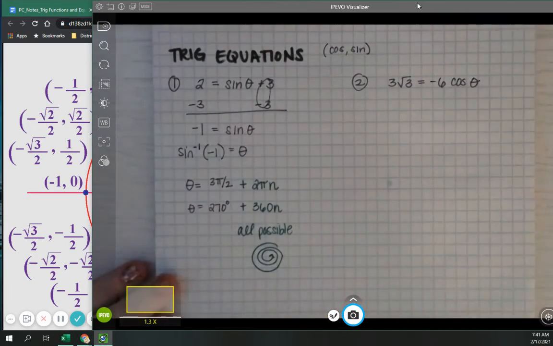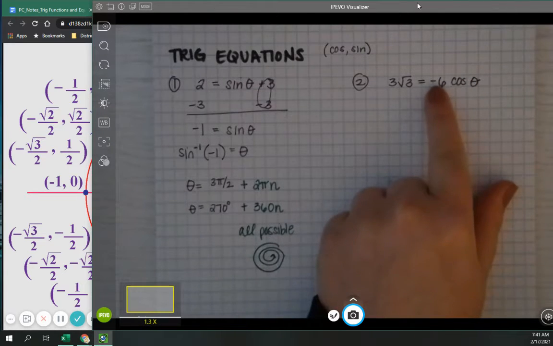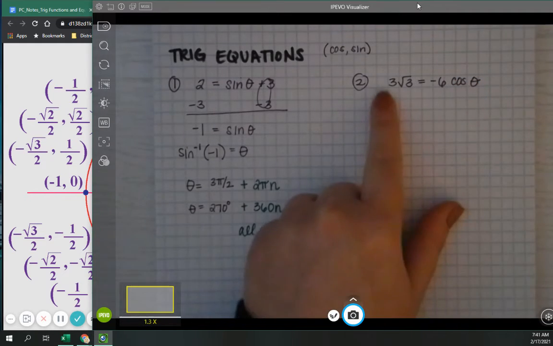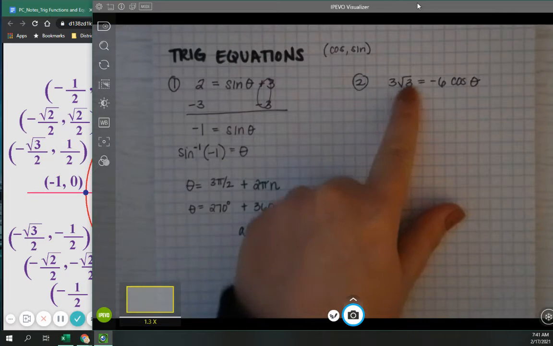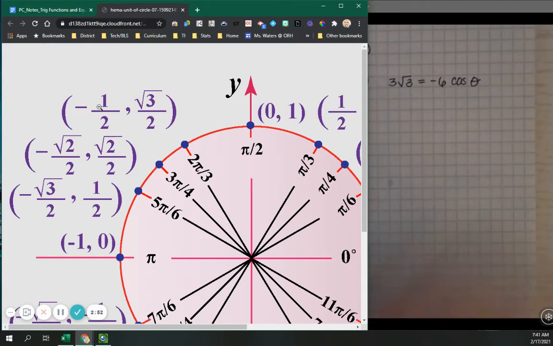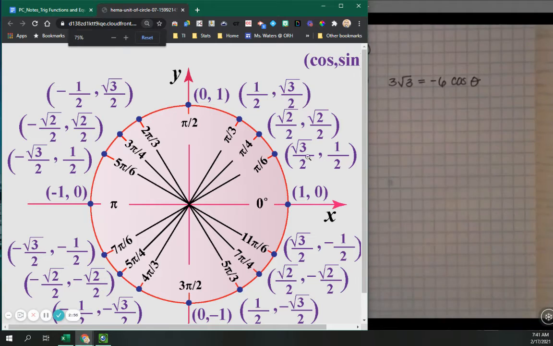Now let's look at example 2. Again, let's just cover up that cosine, and notice I have two things being multiplied together, a -6 times that cosine theta. And over here I have 3√3. Now don't be scared when you see radicals in your equations, because if we look at that unit circle, notice, let me zoom out, that our √3s and √2s are on the unit circle.